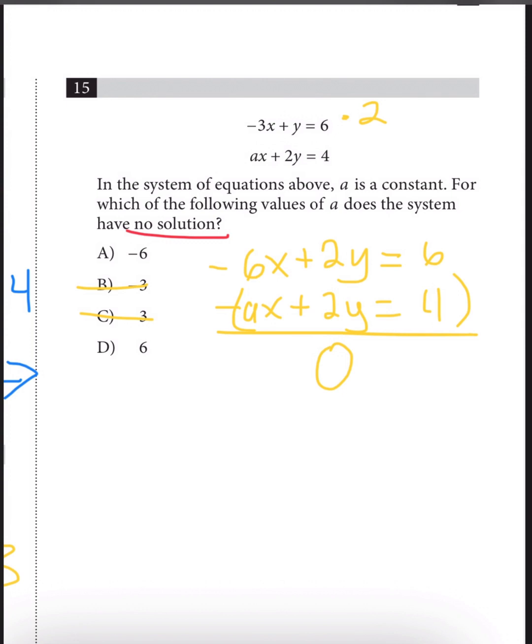So if it was 6, right? -6 minus 6 gives us -12. That's not what we want. We want it to be 0. So D can't be the answer. So let's try -6. And this cancels out. So it's just 6 minus 6, which is 0. That's what we want. So the answer is A.